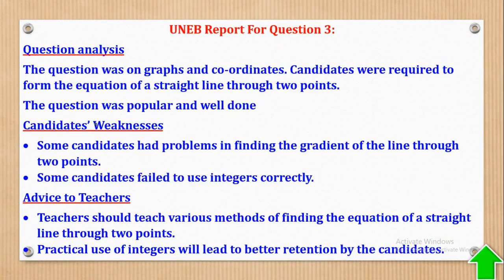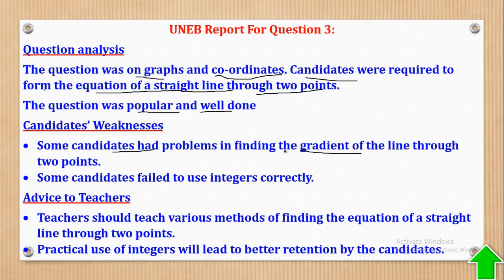So the question was on graphs and coordinates. Candidates were required to form the equation of a straight line through 2 points. The question was popular and well done. However, some candidates had problems in finding the gradient of a line through 2 points.